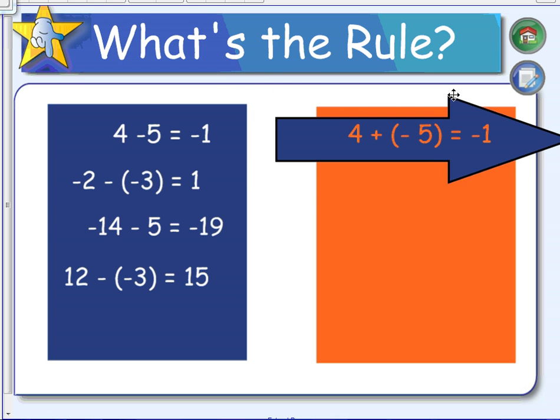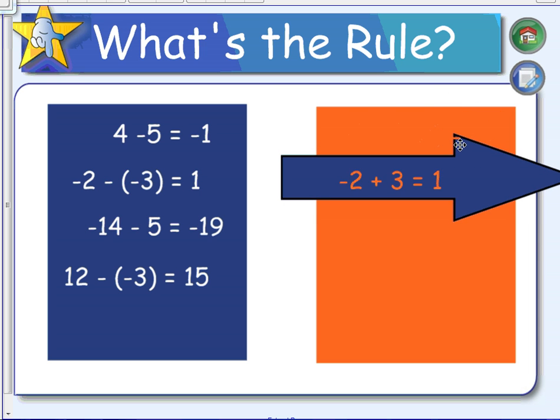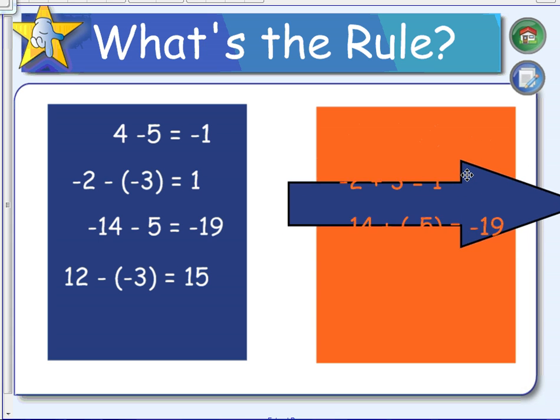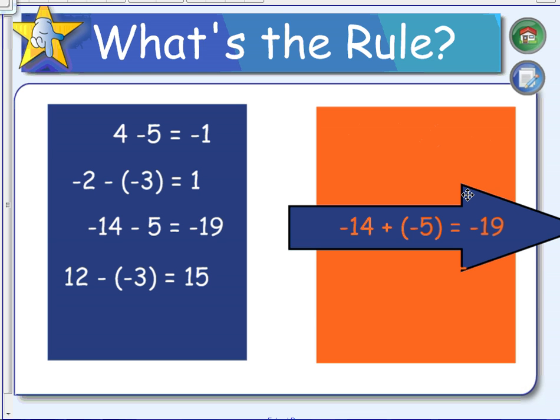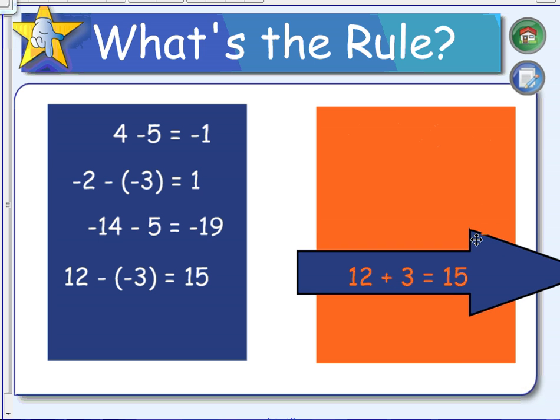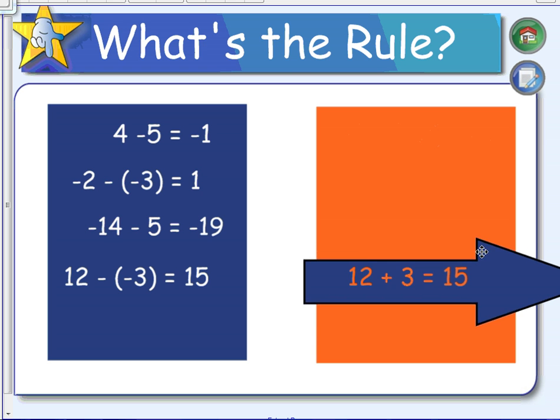Now, this orange box is going to represent what the rule is. As I go down, think about how the problems are changing, okay? So we have 4 minus 5, and that can become 4 plus negative 5. Negative 2 minus negative 3 can become negative 2 plus 3. Negative 14 minus 5 can become negative 14 plus negative 5. And last but not least, 12 minus negative 3 can become 12 plus 3.